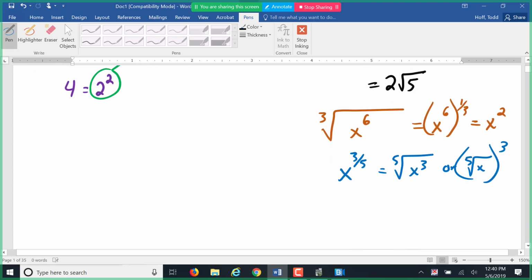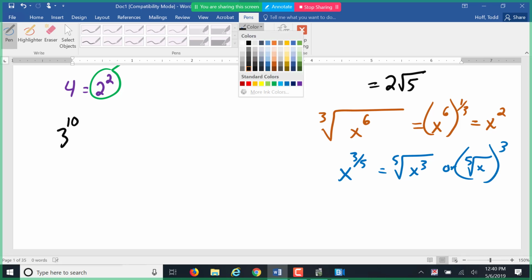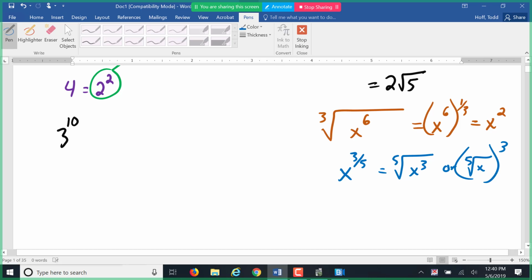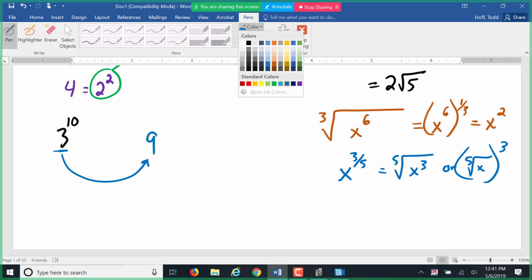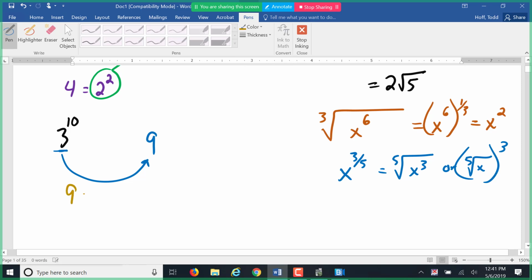I can go the other direction. 3 to the 10th power. I might say, well, I want to write this with a base of 9 instead of 3. Well, 9 is 3 squared.